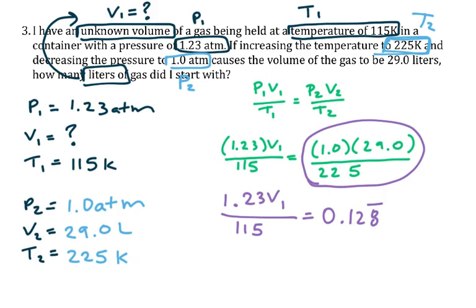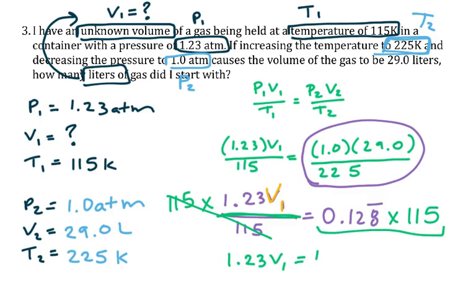So if we want to get V1 by itself, we need to start moving things away from it. So farthest away is this division. The opposite of divide is multiply, so I'm going to multiply both sides times 115. And then I get 1.23 V1 equals 14.82 repeating. Now these are connected by multiplication. Well, the opposite of multiplication is division, so divide both sides by 1.23. And V1 is by itself.